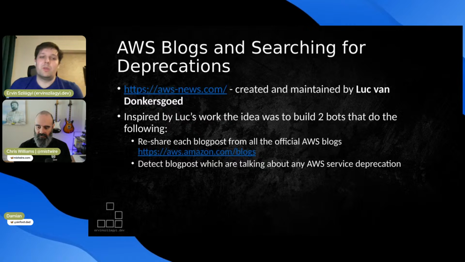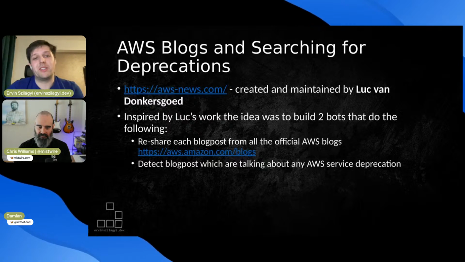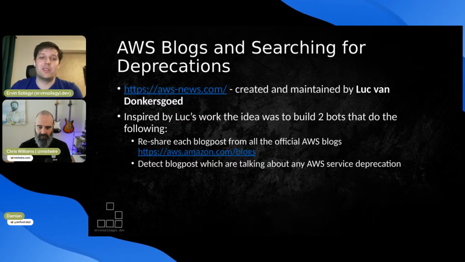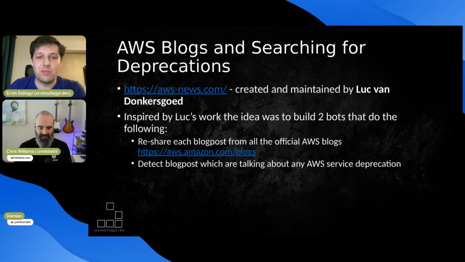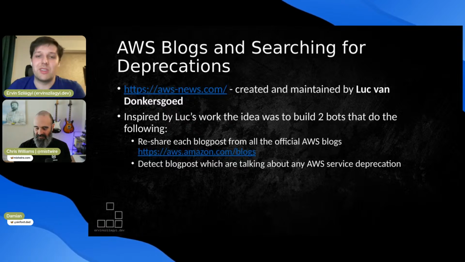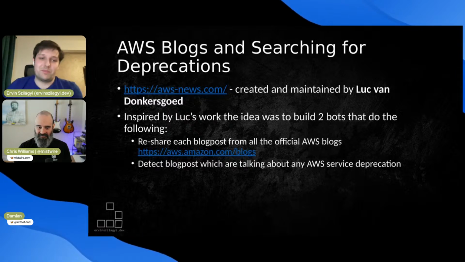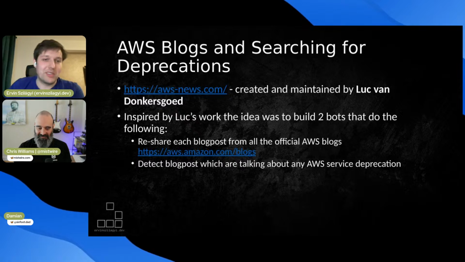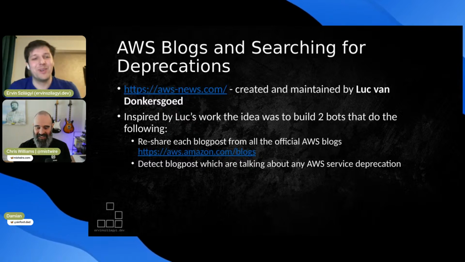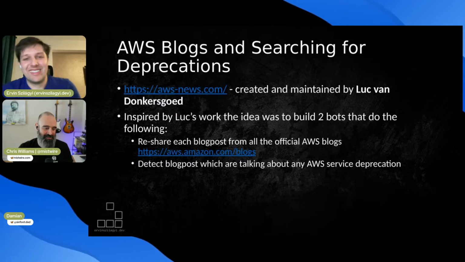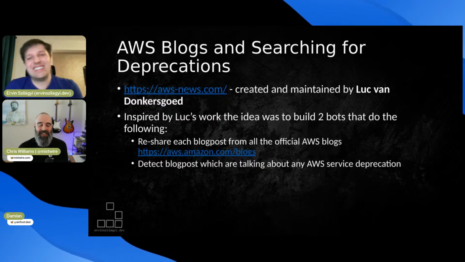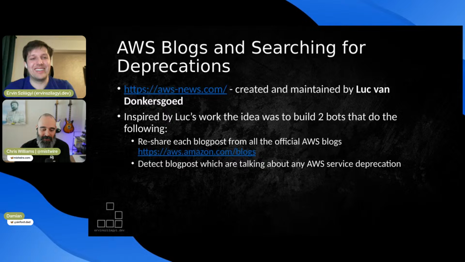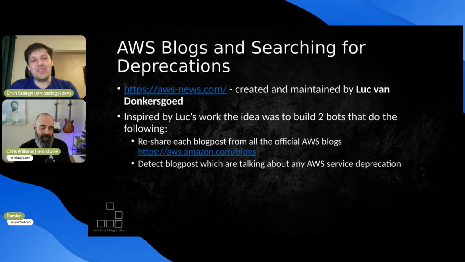And probably the best place on the internet where you can get an aggregation of all of these categories, all of these blog posts, is the AWS News page, created and maintained by a fellow hero, Luke. I don't even try to pronounce his second name at this point. Van Dunkersgoed. But I suppose everybody knows him. He's been on the show, so I had to make sure I learned how to pronounce his name right. I probably got it wrong still, though.